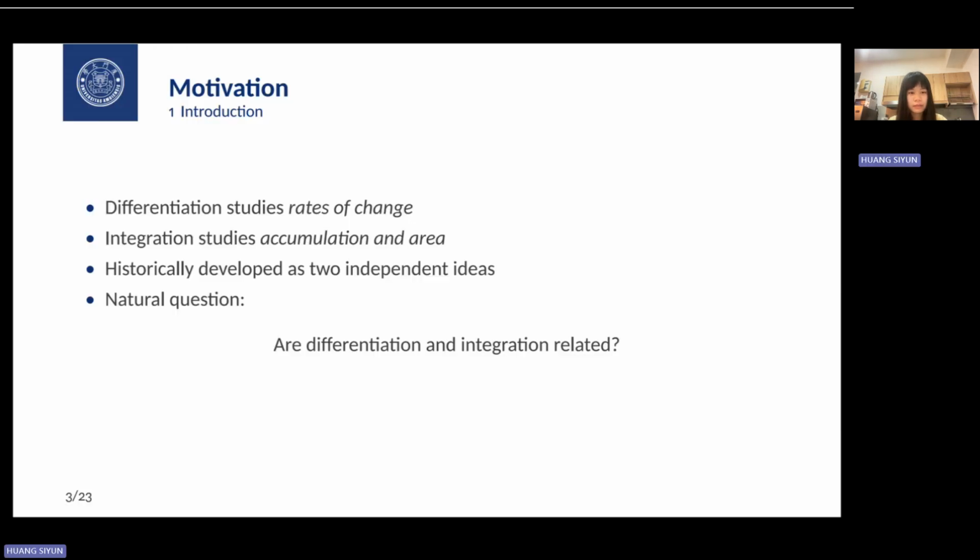Why should we care about the Fundamental Theorem of Calculus? Because calculus is built on two core ideas. The first one is differentiation, which studies the rate of change of things, like how fast a car's speed is increasing. The second one is integration, which studies accumulation and the total amount, like calculating the total distance a car has traveled. Historically, these two were developed as two separate ideas. So a very natural question arose: are differentiation and integration actually related?